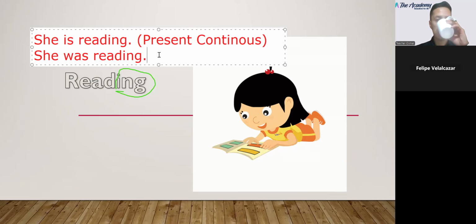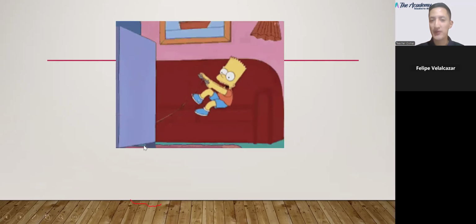She is reading. Present continuous. And she was reading. Past continuous. Okay. Got it? Felipe, so she is reading, she was reading. Okay? Let's check it out with another example.